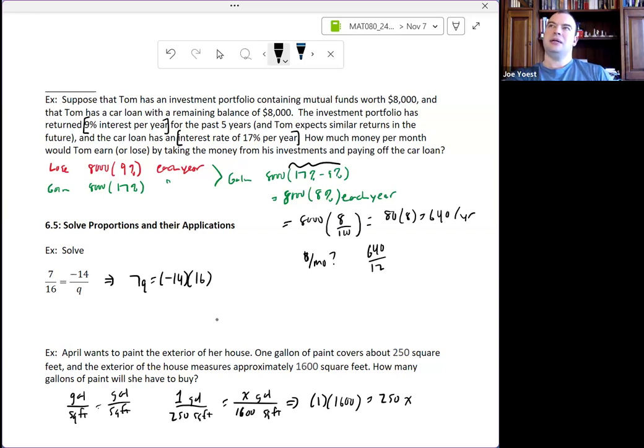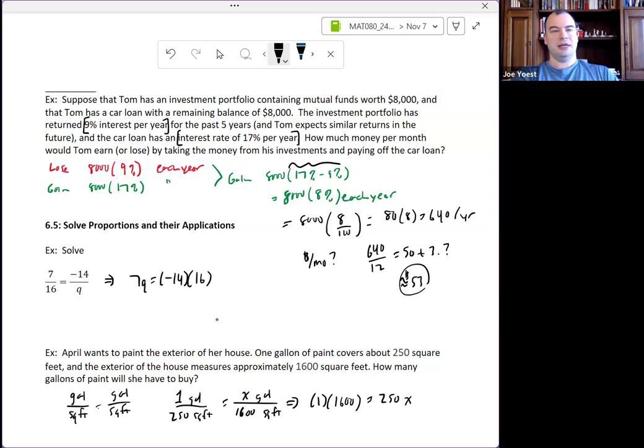I know that 12 times 5 is 60, so 12 times 50 is 600. And then 12 times what would give me 40? I guess 12 times 3-ish, 3 point something, gives me 40. So about $53 per month. So he would save about $53 per month.